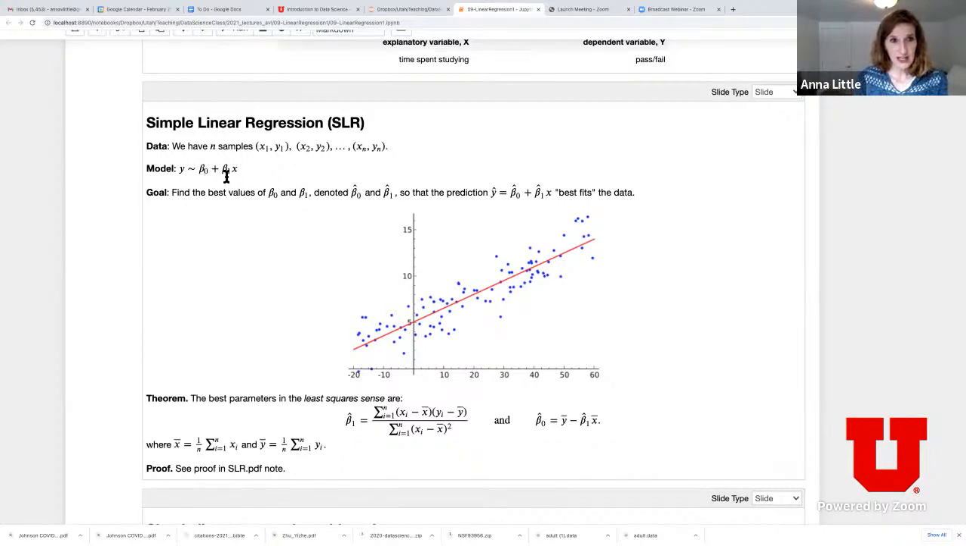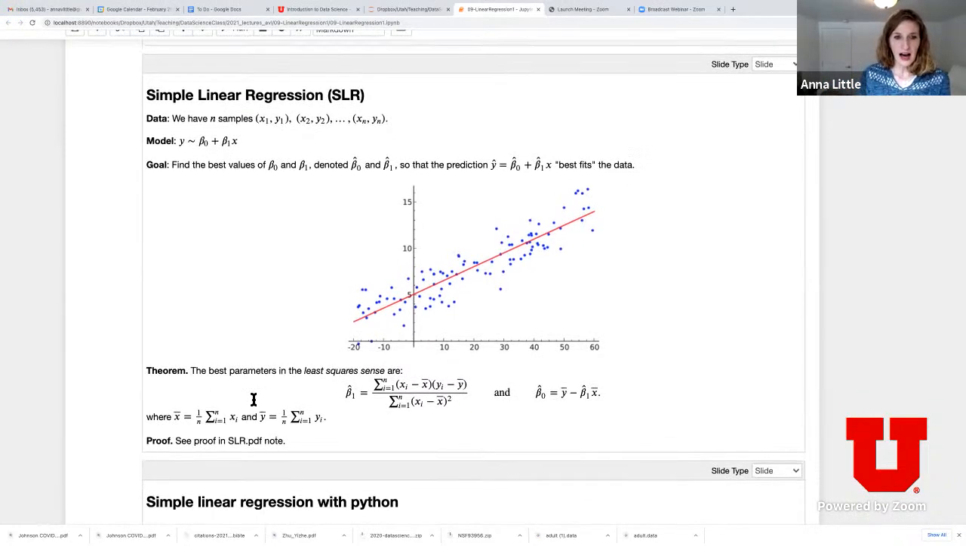So beta naught is the intercept and beta 1 is the slope. And we want to find the best values for these parameters, beta 0 and beta 1, and we'll denote them with little hats to denote that we are approximating these quantities, which might be unknown in the population, so that the prediction, y hat, when we predict the values based on that computed line, best fits the data. So let's say we have a point cloud of all these blue points. We want to come up with the equation of that red line that best fits the data.